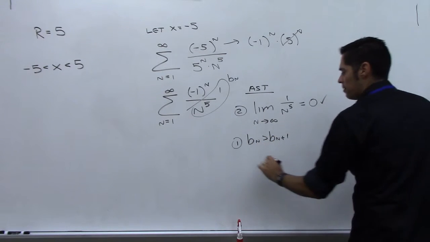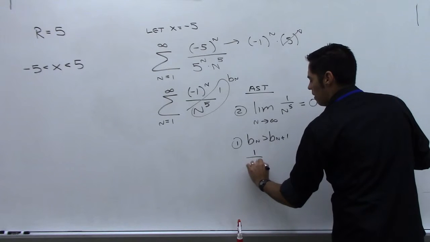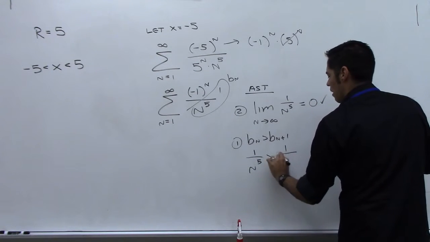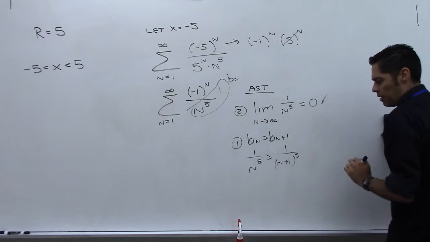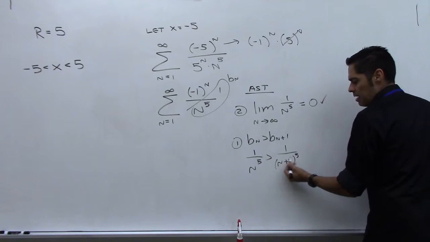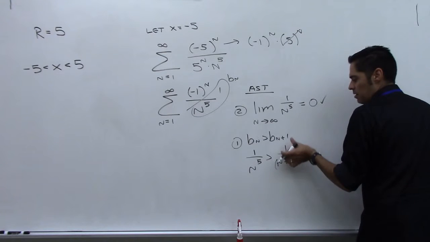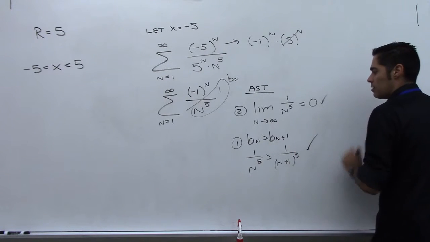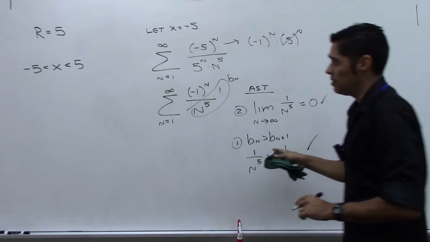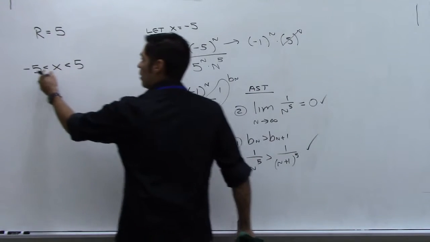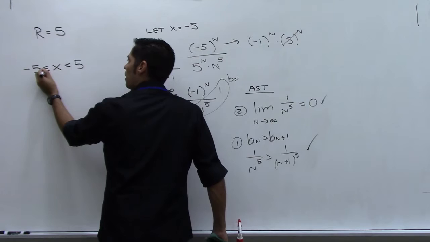And that's obvious because if I take 1 over n to the 5th, that is bigger than 1 over n plus 1 to the 5th. You can do the work if you want with that, but it's obvious that this denominator is bigger than this one. So this fraction is smaller than that one, so that checks. So it's going to converge by the alternating series test, which means I do want to include negative 5. So I'm going to put this right here.